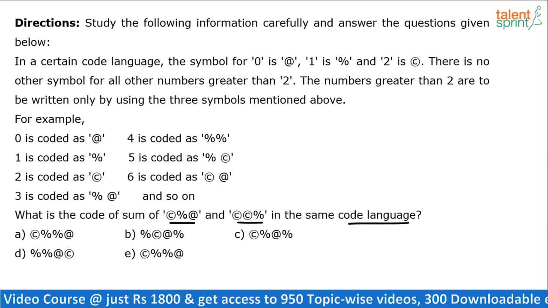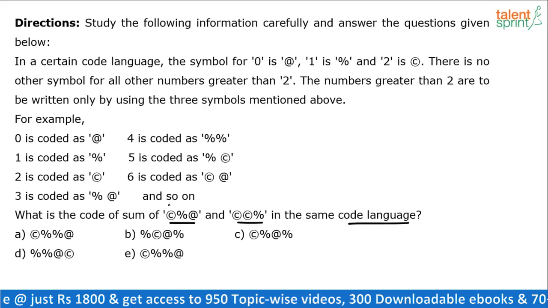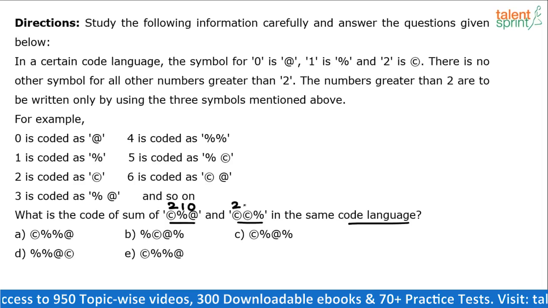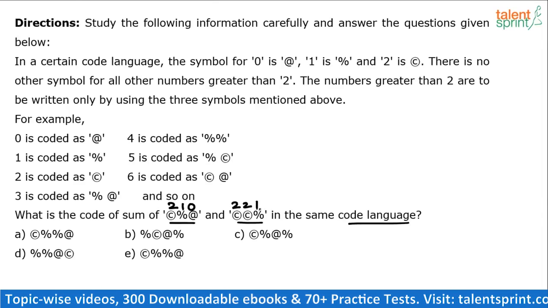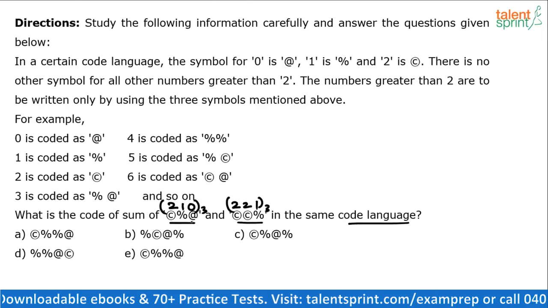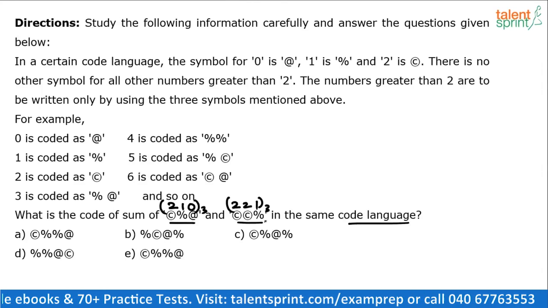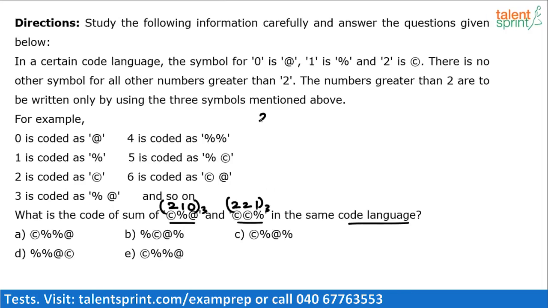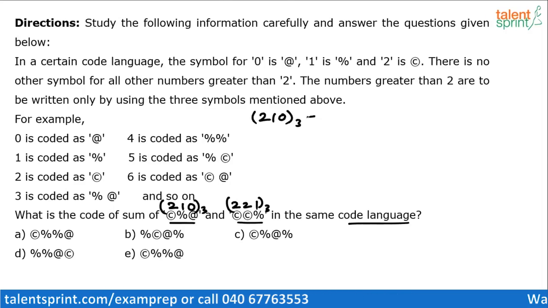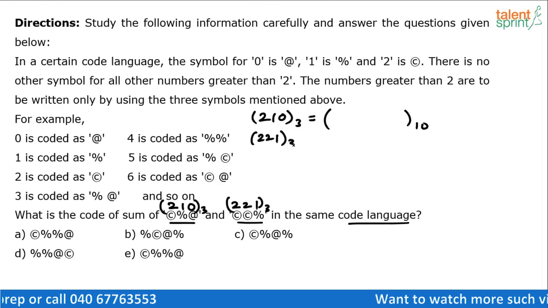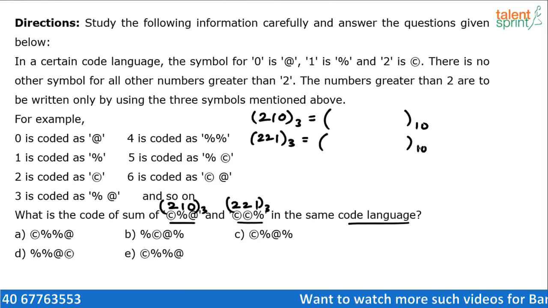Now first of all, copyright percentage at the rate is what? 210, and this is what? 221. So basically both are base 3 numbers, right? 210 and 221. Both of these are base 3 numbers. We have to convert these base 3 numbers to base 10 numbers. So 210 in base 3 is equal to what in base 10? Similarly, 221 in base 3 is equal to what in base 10? Let's find this out first.